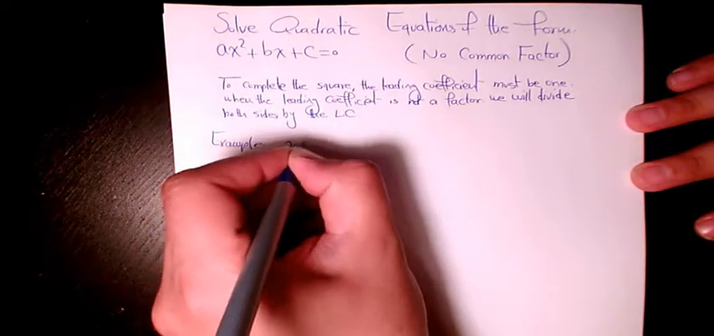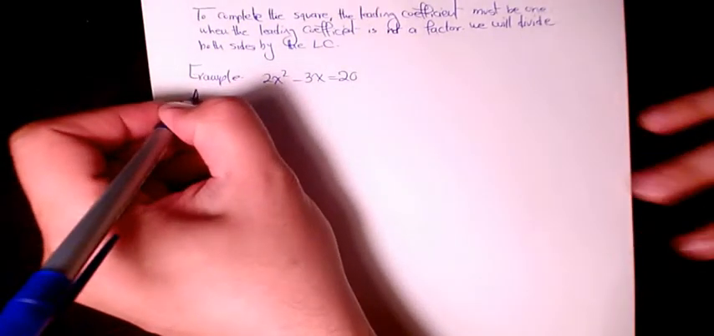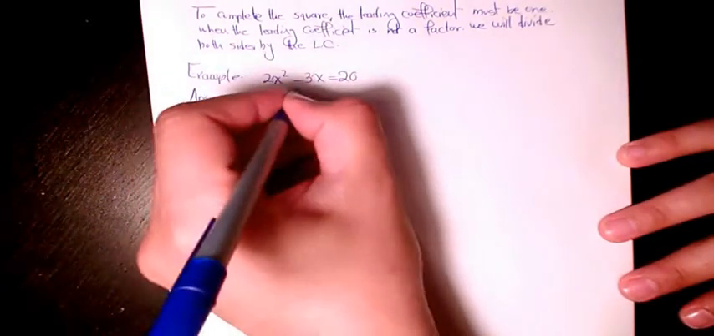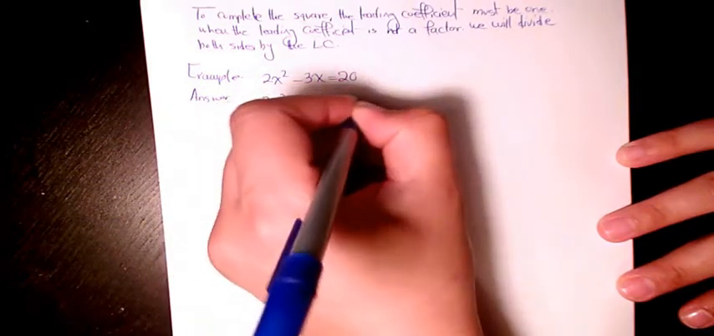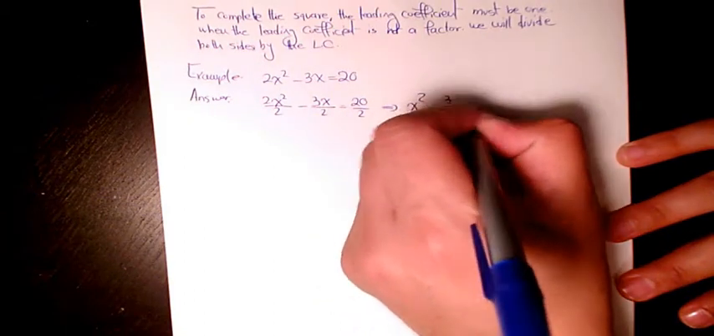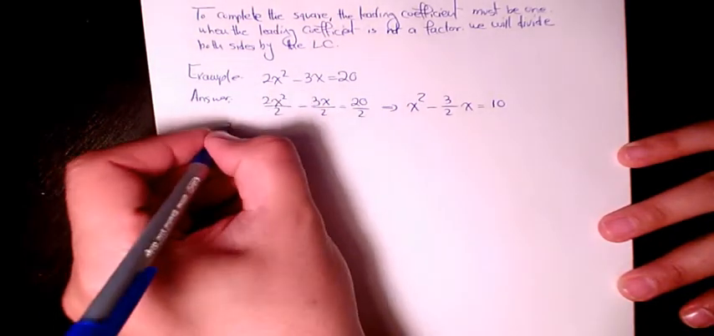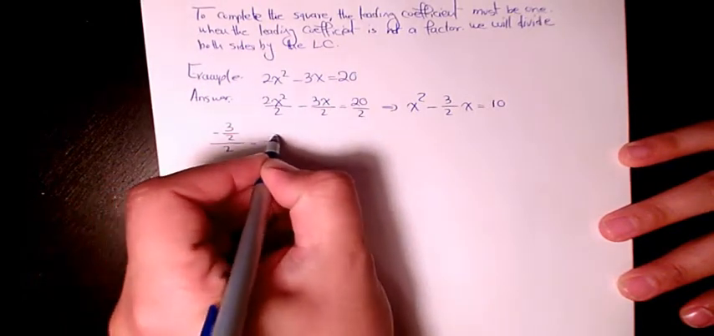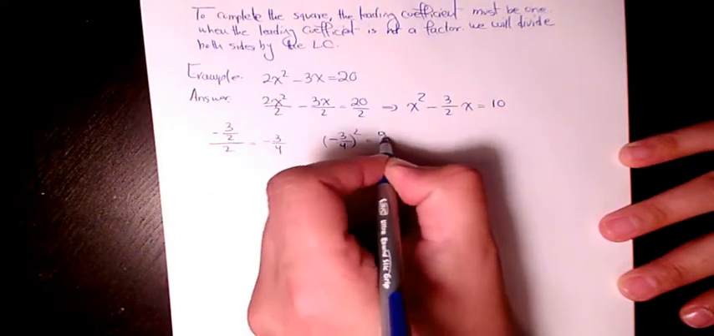We have 2x squared minus 3x equals 20. Answer: we divide by 2, so 2x squared divided by 2 minus 3x divided by 2, equals 20 divided by 2. Therefore, it will be x squared minus 3 over 2x equals 10. Then take half of negative 3 over 2, which is negative 3 over 4. When we square it, it's going to be 9 over 16.